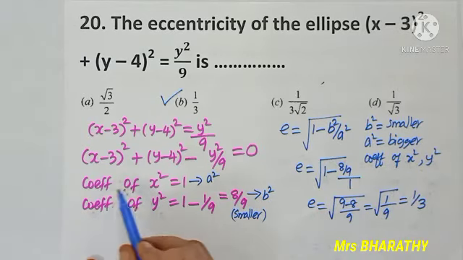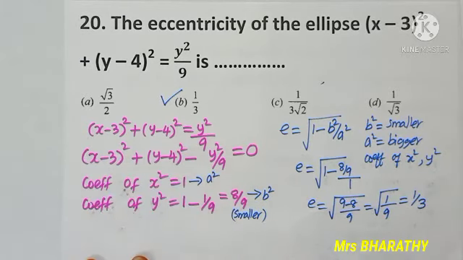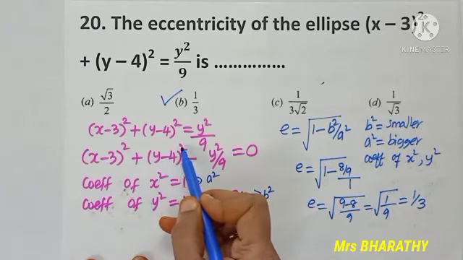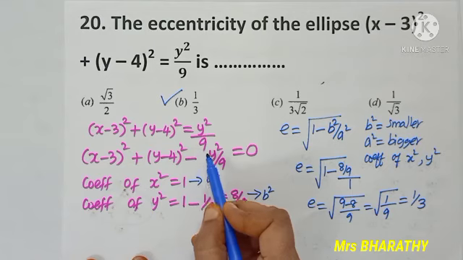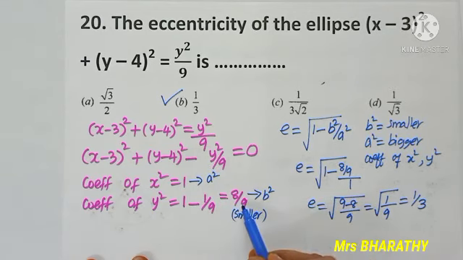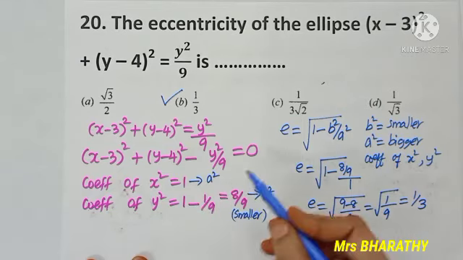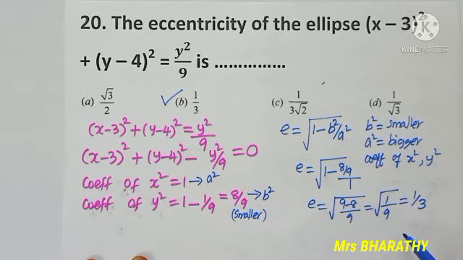As I found out from this equation, coefficient of x square, when I expand, I get 1. Coefficient of y square, here I get 1, here I get minus 1 by 9. Out of the two, this is smaller, consider this as b square. This is bigger, consider this as a square. As I substitute and simplify, I get e value as 1 by 3 and the right choice is B.